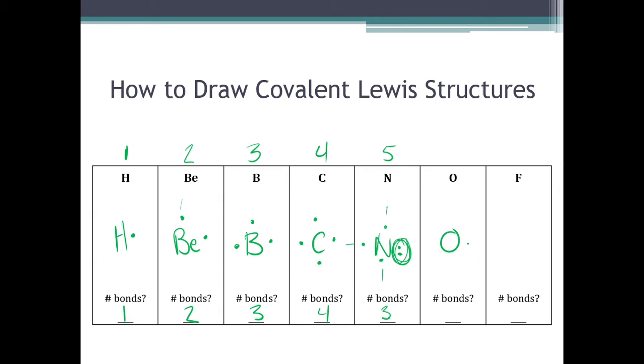Oxygen is in the 6th group, so it has 1, 2, 3, 4, 5, 6 valence electrons. So it's got a single electron right here and a single electron right here, and if it has its choice, it's going to make 2 bonds. It can form more than 2, but if it gets to choose, it's only going to make 2. It'll use this electron in a bond and this electron in a bond, and that's it.